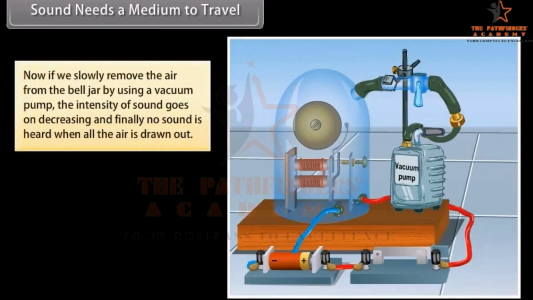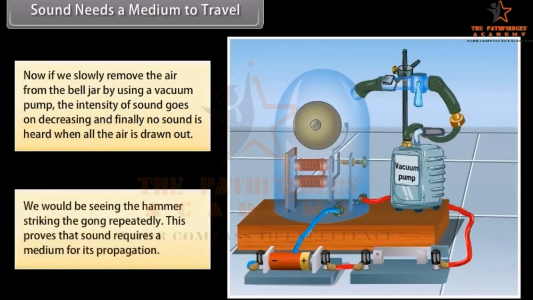Now, if we slowly remove the air from the bell jar by using a vacuum pump, the intensity of sound goes on decreasing and finally no sound is heard when all the air is drawn out. We would be seeing the hammer striking the gong repeatedly. This clearly proves that sound requires a medium for its propagation.